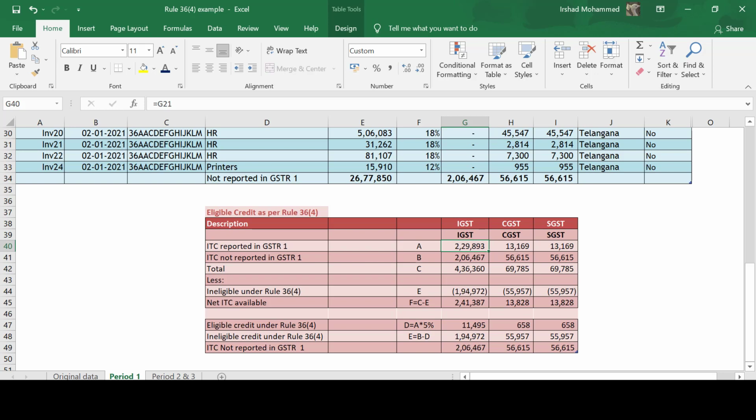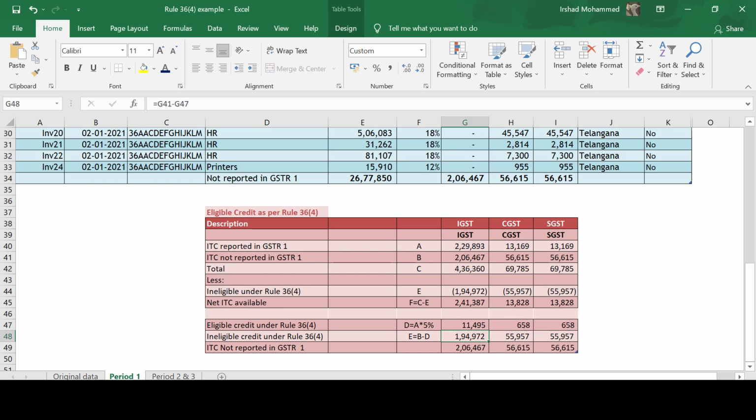So remember one thing, we are not computing on ITC not reported in GSTR1. So this 5% eligible credit must be computed on the value reported in GSTR1. As you can see, we have done here G40, which is ITC reported in GSTR1 times 5%. Similarly, CGST and SGST.